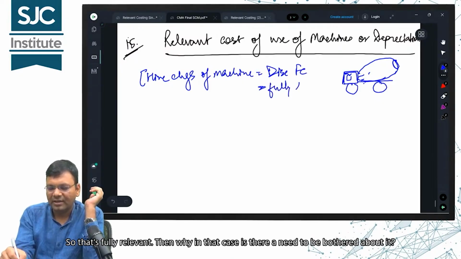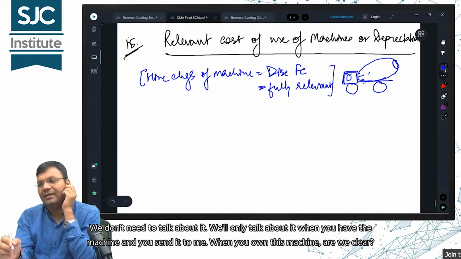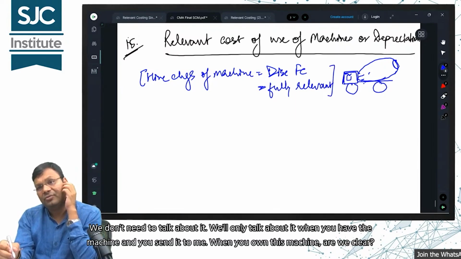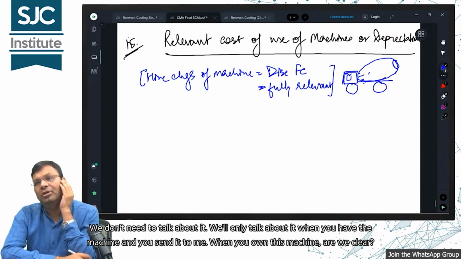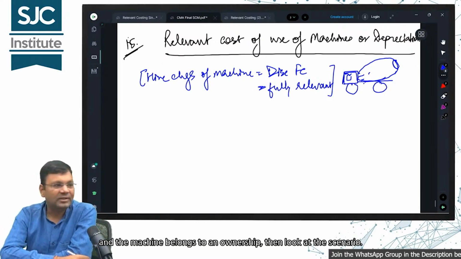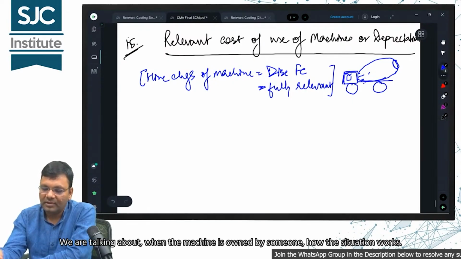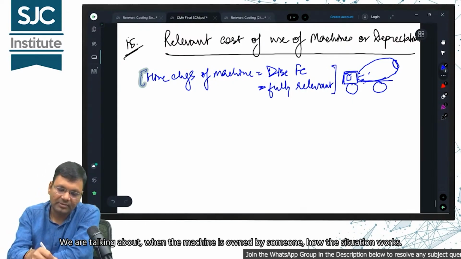Then why in that case is there a need to be bothered about it? We don't need to talk about it. We'll only talk about it when you have the machine and you send it to me, when you own this machine. Are we clear? And if the machine belongs to an ownership, then look at the scenario. We are talking about when the machine is owned by someone, how the situation works.